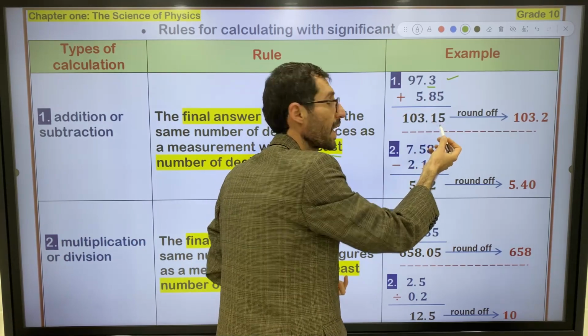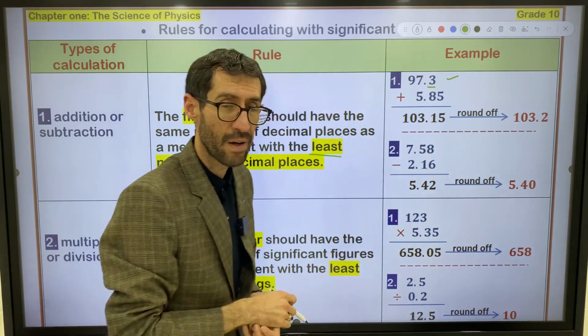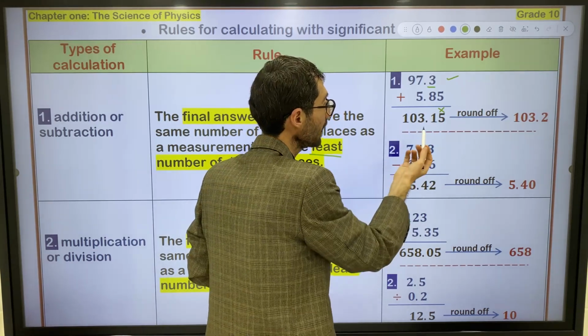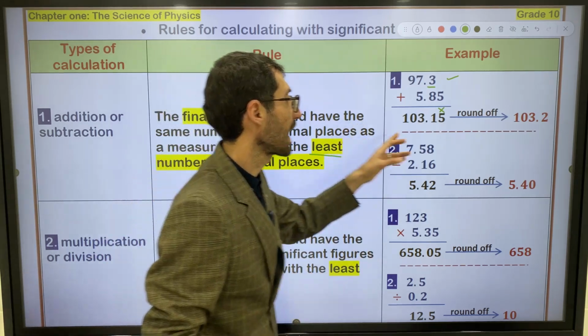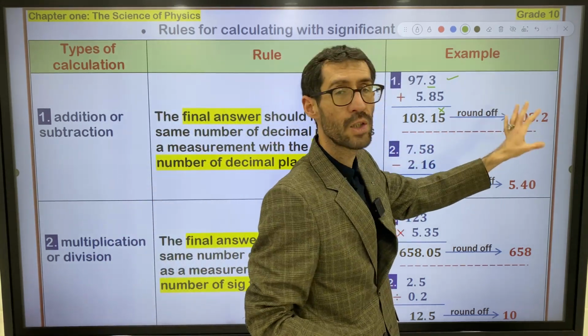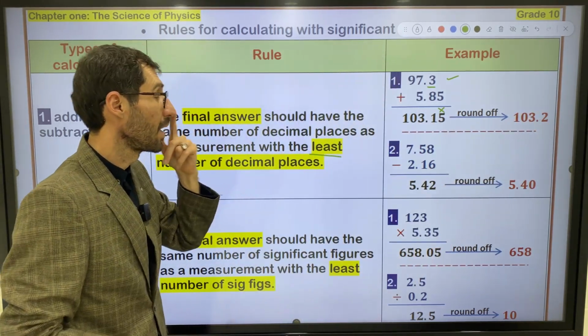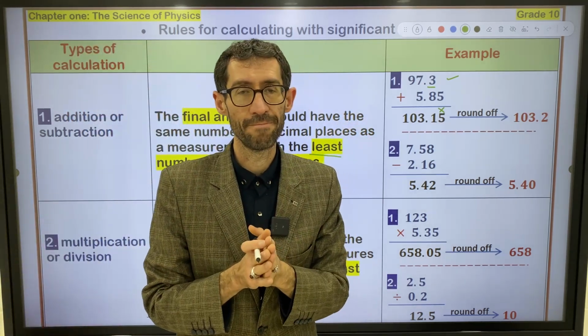That's why you have to round it up here, because the number ends at 5. Drop the last digit, we dropped it. After that, add 1 unit to the penultimate digit. The answer will be 103.2.